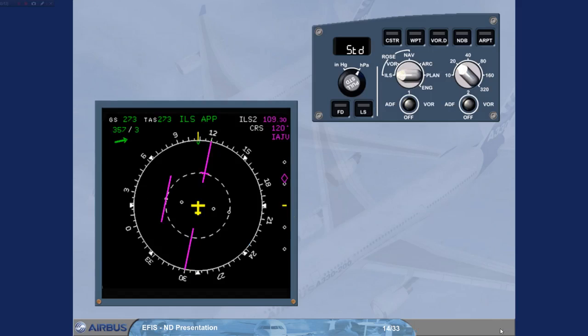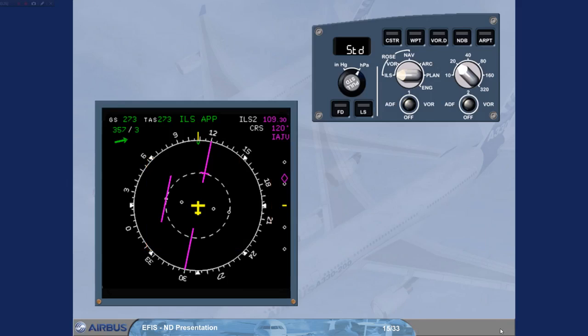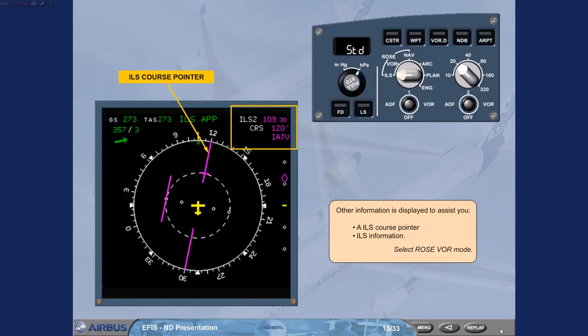The ROSE ILS mode is a raw data mode, providing standard localizer and glide slope deviation bars. Other information is displayed to assist you: an ILS course pointer and ILS information. Select ROSE VOR mode. Now, click on the mode select.